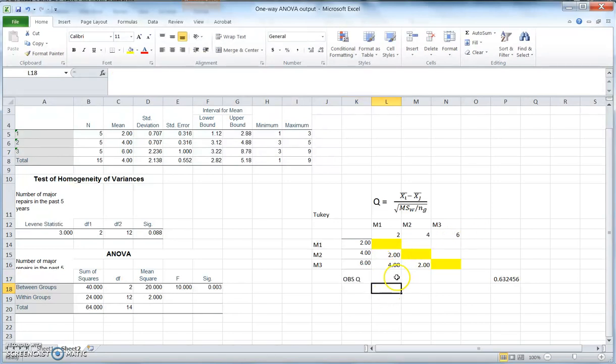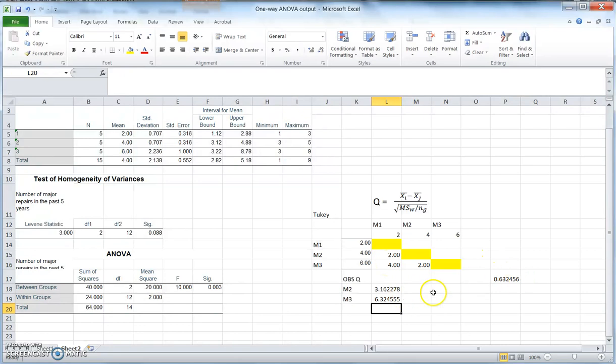Here it is simply this mean difference over the standard error, and this is model 1 versus model 2. Next pair we did is model 1 versus model 3, and the mean difference, which is the numerator, is 4, and the standard error happens to be the same.